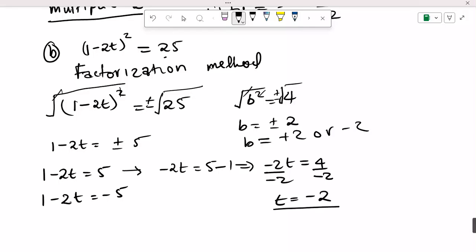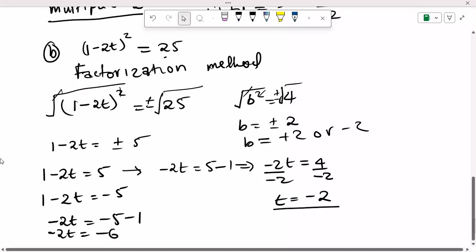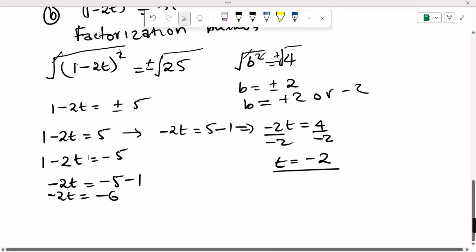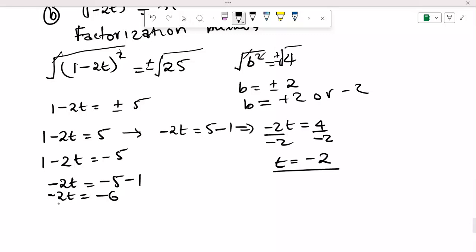Okay, so now we come to this one. Same applies, we take 1 to the other side, so you say negative 2t equals negative 5 minus 1. Okay, so you have negative 2t equals negative 6. Negative 5 minus 1 gives negative 6. So you divide by negative 2, divide by negative 2.